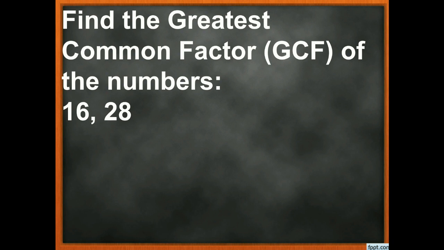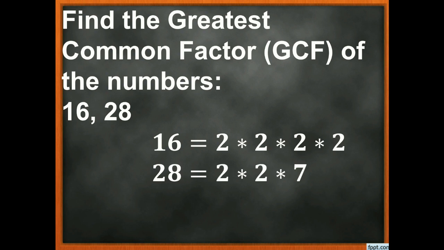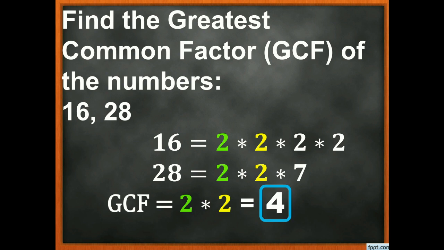Next, we have 16 and 28. Ang factors ni 16 ay 2 times 2 times 2 times 2. Si 28 naman ay 2 times 2 times 7. Ang common sa kanilang dalawa ay 2 times 2. Kukunin natin sila. So 2 times 2 is equal to 4. Therefore, the GCF of 16 and 28 is 4.